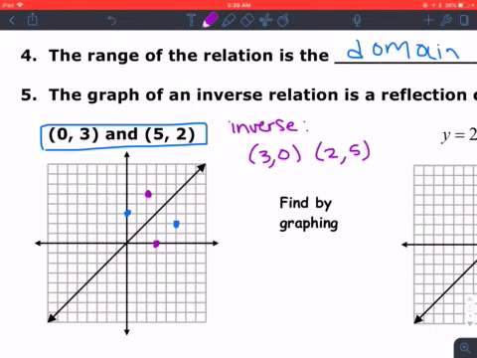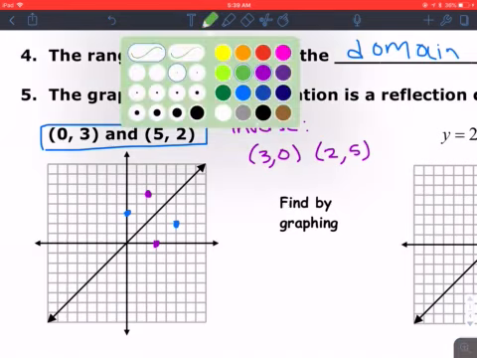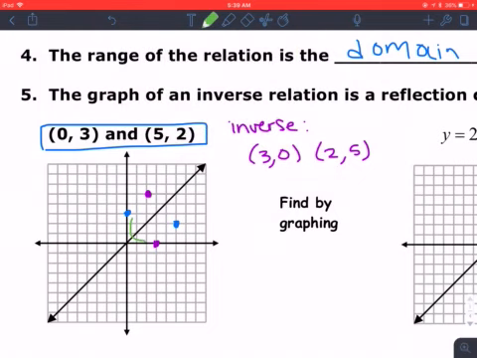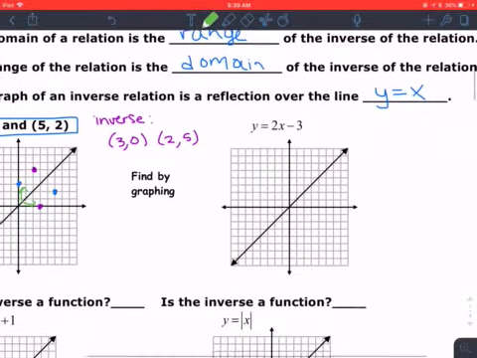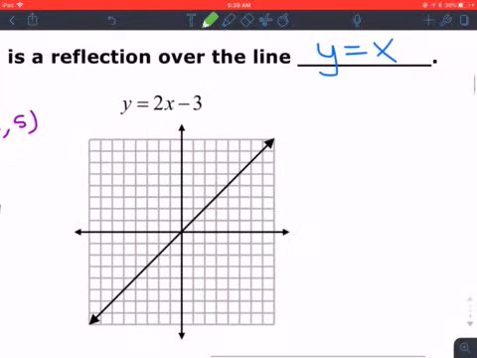And notice if this were a piece of paper and we folded it in half, these points would line up. So the point 0, 3 would match up with the point 3, 0 if it were folded over this line, y equals x. Okay, so now let's graph this linear function.